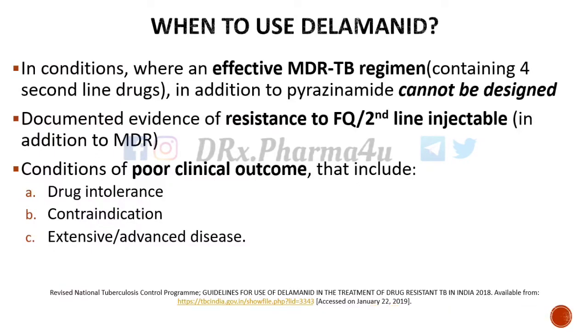Conditions of poor clinical outcome. Poor clinical outcome means whenever we give a therapy, we try to analyze whether the patient will recover or not. So if there are conditions of poor clinical outcome, which include drug intolerance, that means the patient cannot tolerate the side effects, contraindication, so you are using a particular molecule in a patient who is already having a disease condition in which we cannot use this medicine, or extensive or advanced disease. For example, the patient is having HIV plus this condition or severe tuberculosis. In those conditions, DELAMANID can be used.